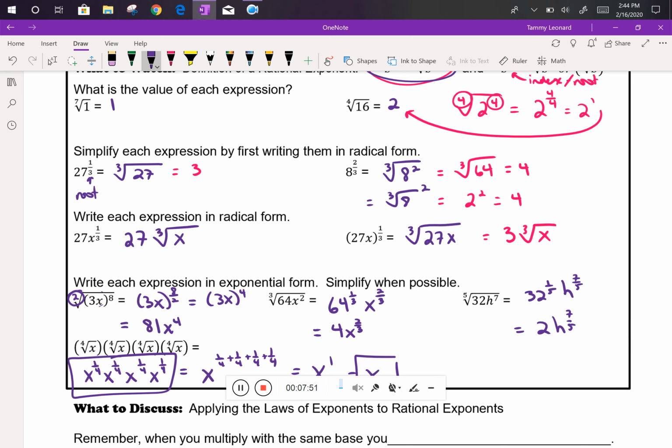Did I really not start that? Oh, no, I did start it. Okay, good.